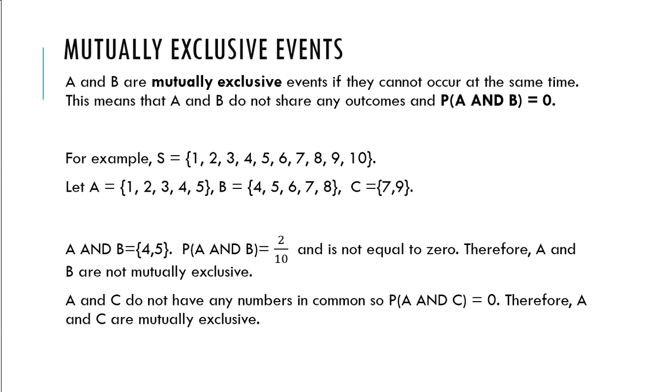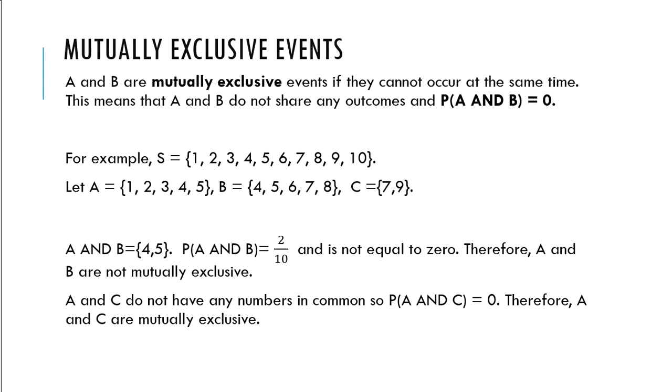All right, so let's look at this. A and B are mutually exclusive events if they cannot occur at the same time. That means A and B do not share any outcome, and the probability of A and B is 0. Let's look at this example. My sample space is 1 through 10. Event A is 1 through 5. B is 4 through 8. And C is 7 and 9. I know A and B share 4 and 5, so they cannot be mutually exclusive. The probability of A and B is 2 over 10, which does not equal 0.